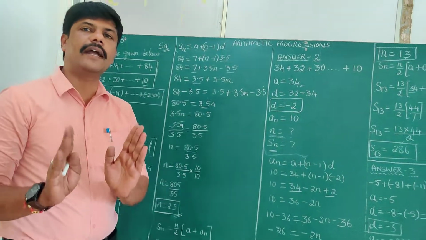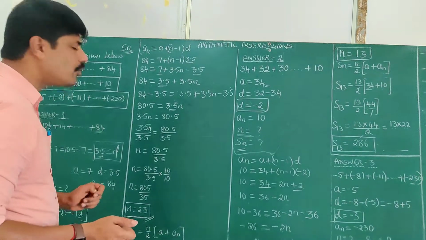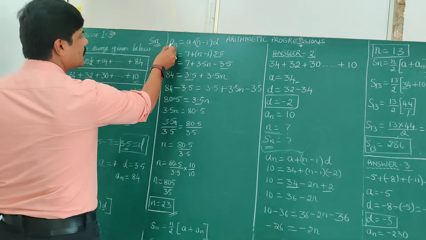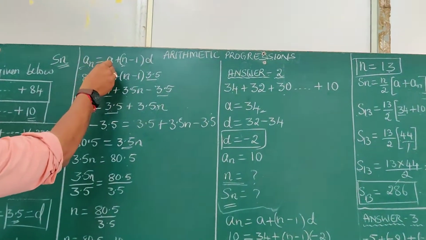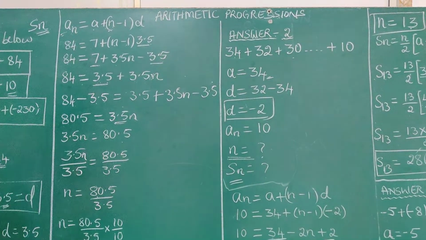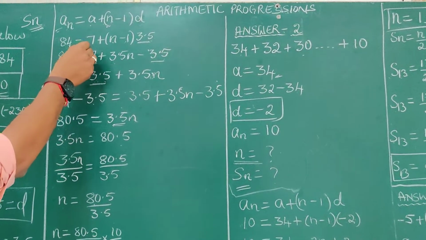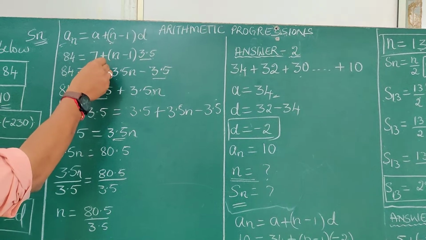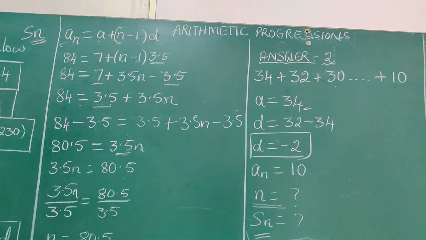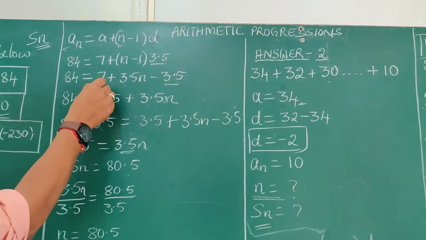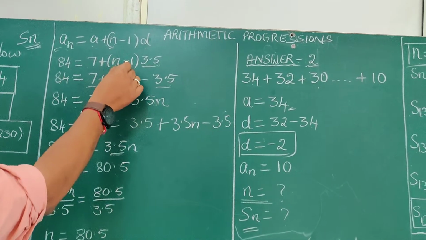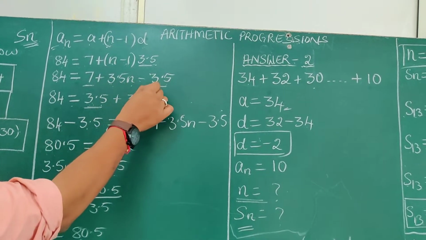Now, first we will find the n value. How do you find the n value? By the nth term formula. Okay, children. The nth term formula is a_n equals a plus (n minus 1) into d. What is a_n? Given here as 84. Substitute: 84 equals what is a? 7, plus (n minus 1) into what is d? 3.5. 84 equals 7 plus 3.5 into n is 3.5n, minus 1 into 3.5 is minus 3.5.